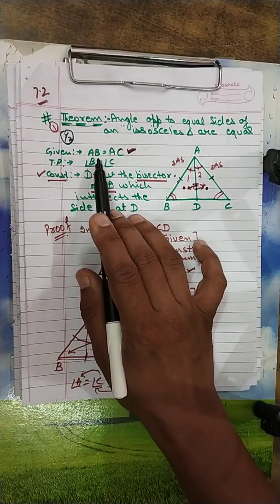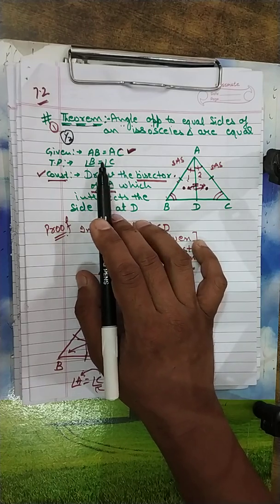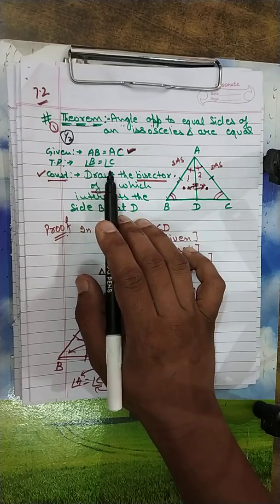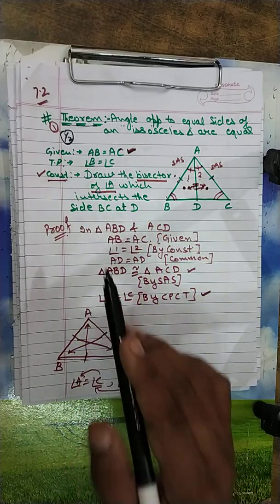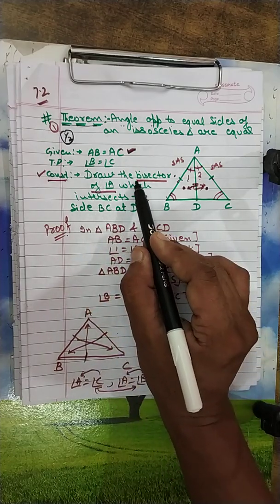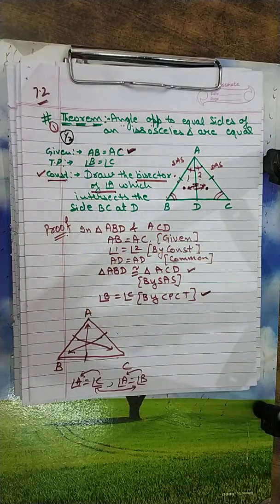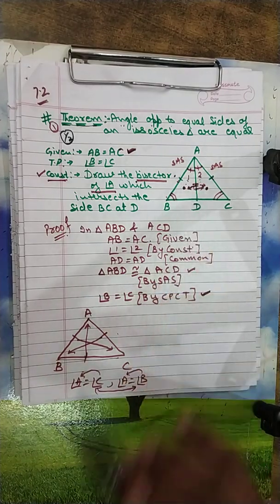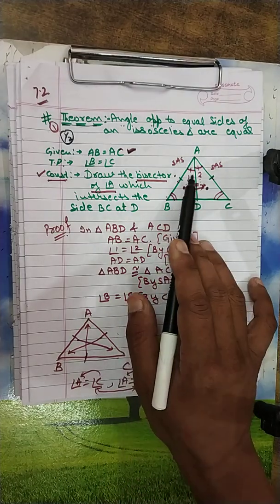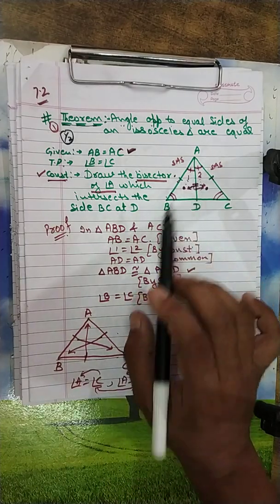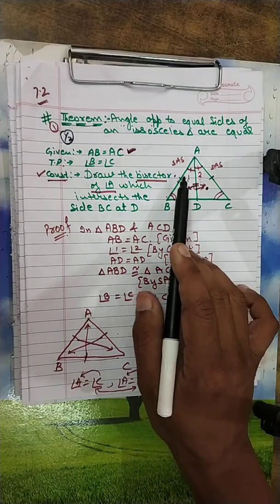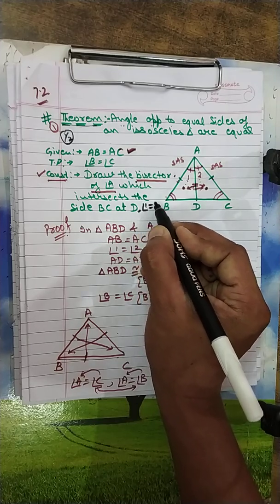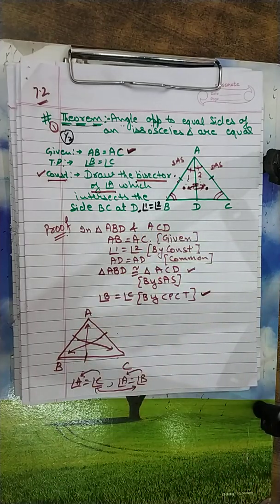Now given AB equals AC, it is given in the question. But we have to prove angle B equals angle C. How to prove? For this we draw a construction: the bisector of angle A. If I draw the bisector of angle A, it means angle 1 equals angle 2.